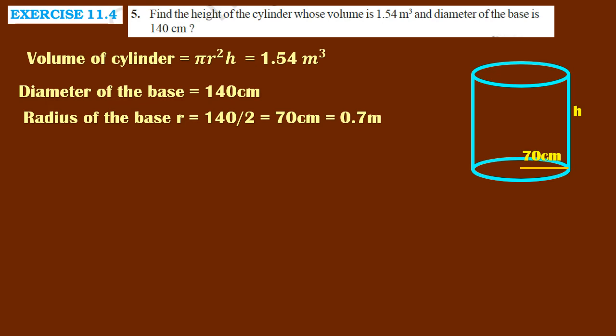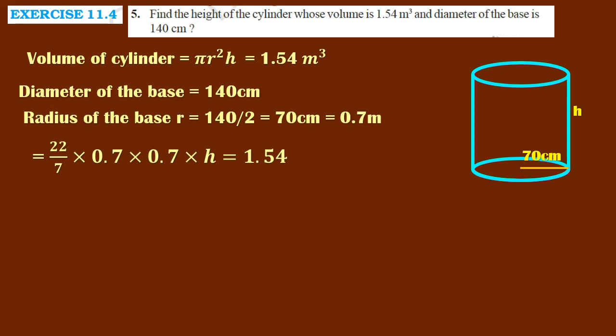But here the volume is given in meter cube. So we have to convert this radius into meter. So it will be 70 by 100, which is equal to 0.7 meter. Now substitute the values. So from this we have to find h. So here 0.7 into 0.7, and in the RHS it is 1.54.